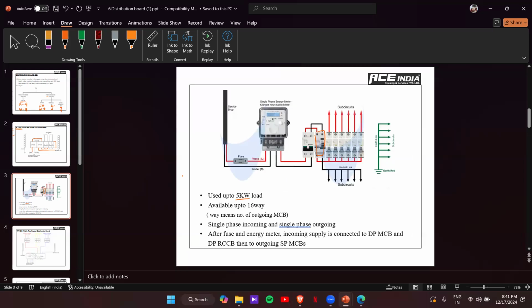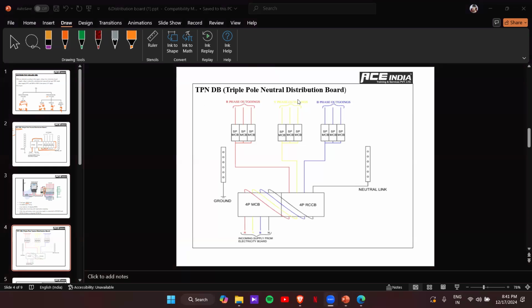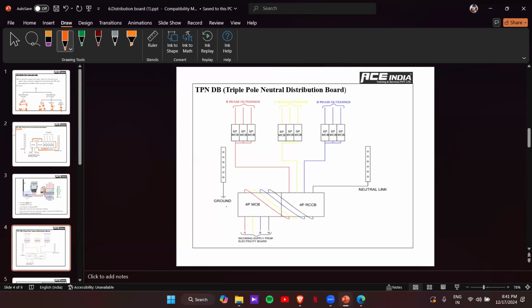So next we can move to the three phase. Next is the TPN DB, that is triple pole neutral DB. So it's a three-phase connection. You can see that the first main incomer will be a four-pole MCB because we'll have four lines, three phase and one neutral. So this is the main incomer, four-pole MCB.